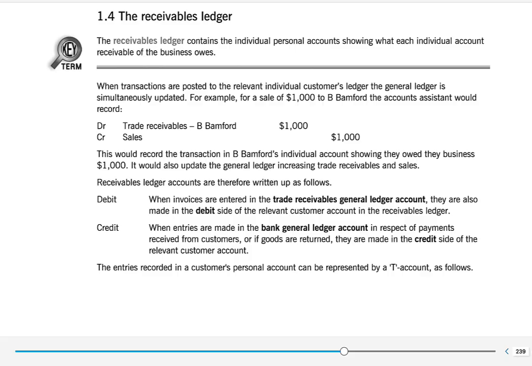Now, here is the really important point: how a customer personal account is laid out. The book explains that the entries in a customer personal account follow a simple logic. When invoices are entered in the trade receivables general ledger account, they are also entered on the debit side of the relevant customer account in the receivables ledger. When entries are made in the bank general ledger account in respect of payments received from customers, or if goods are returned, the entries are made on the credit side of the relevant customer account.